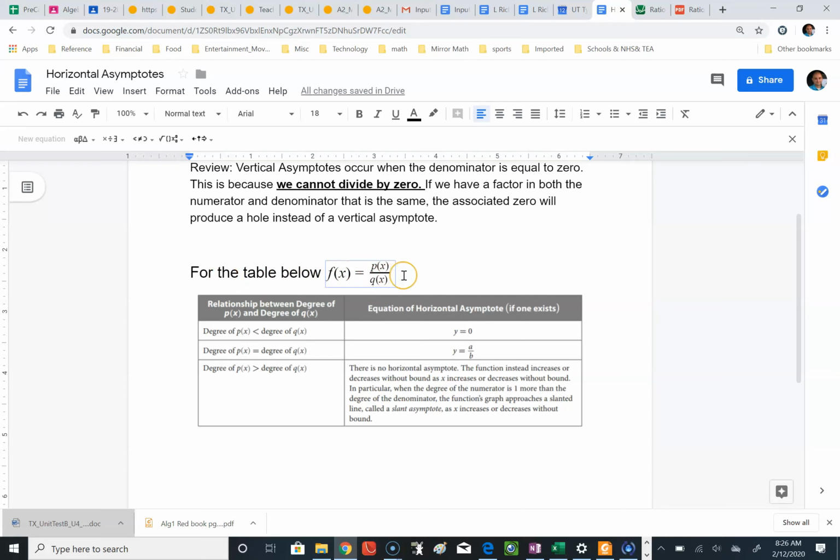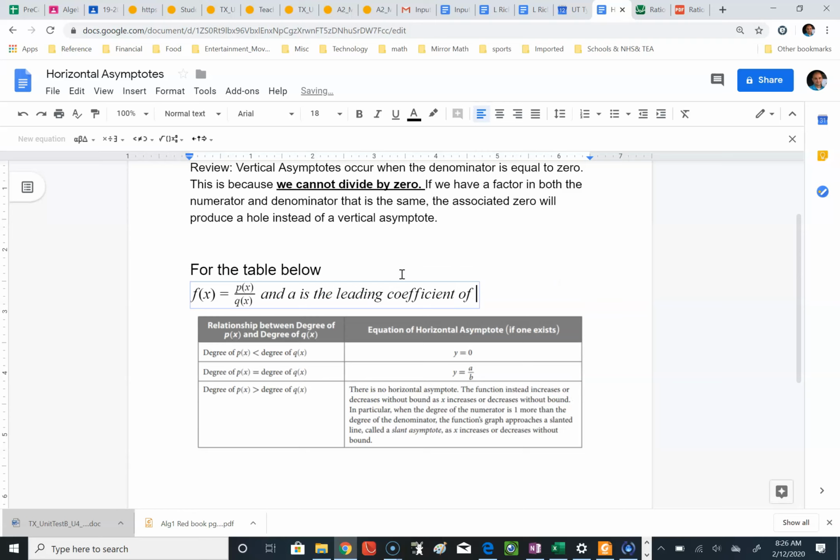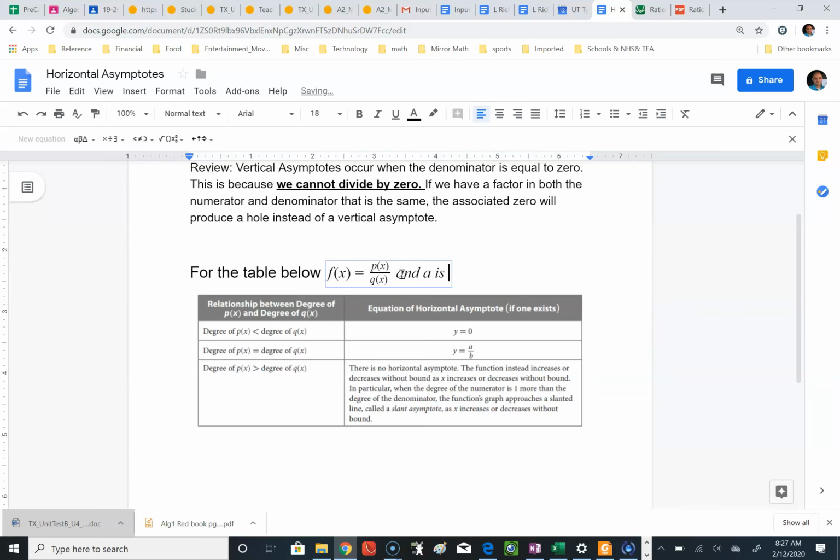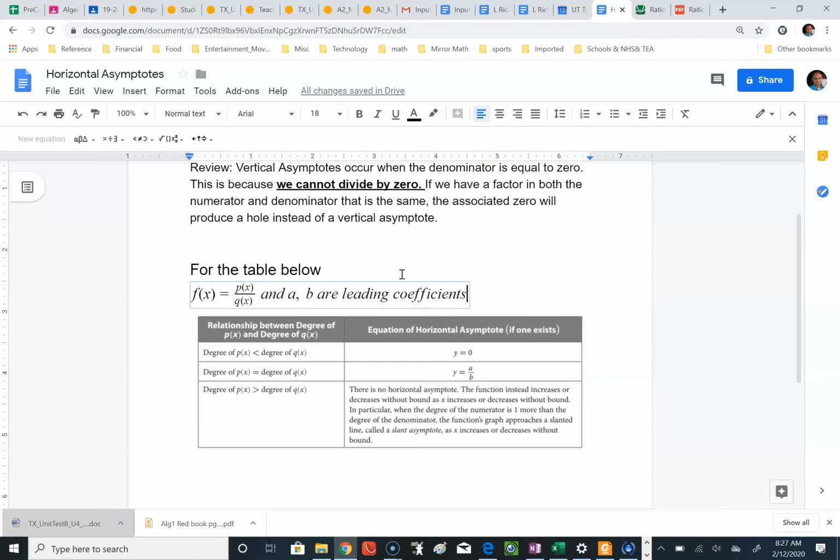For the table below, f of x is equal to p of x divided by q of x, and a is the leading coefficient of p, and b is the leading coefficient of q. That is, A is the leading coefficient of P of x and B is the leading coefficient of Q of x. What do I mean by leading coefficient?